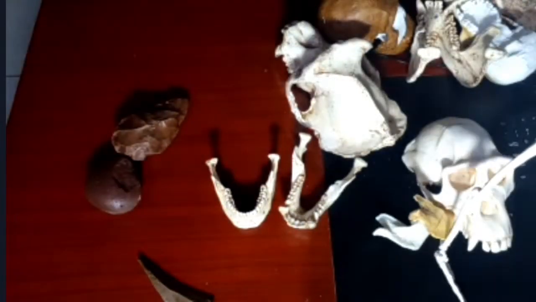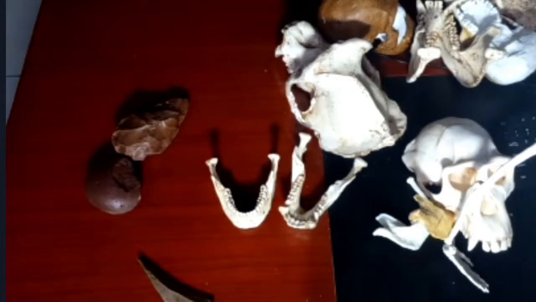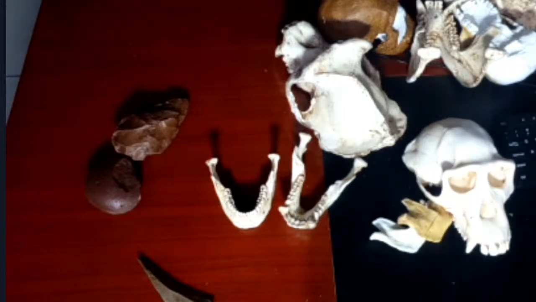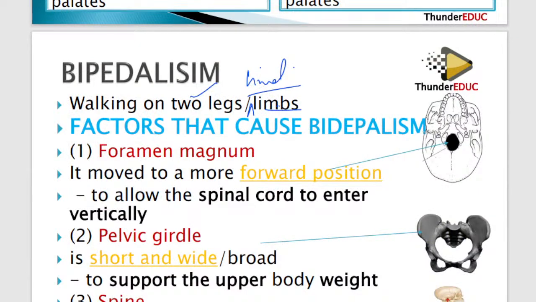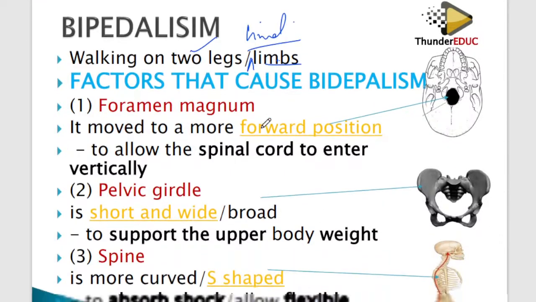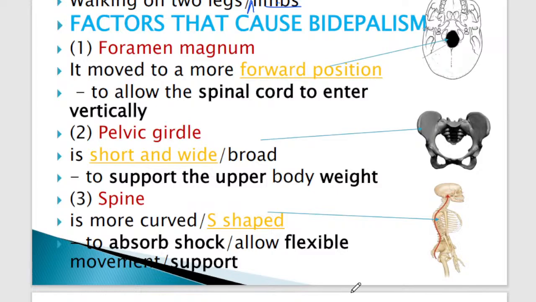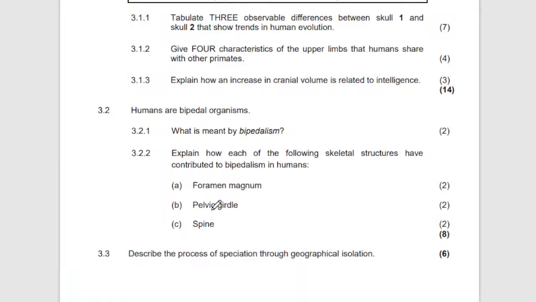If this foramen magnum is here, then you see now this spine is gonna be this side. Automatically it's gonna be walking on 2 limbs, or on 4 limbs. That's the meaning of foramen magnum. So the position of the foramen magnum, that's how you're supposed to look at it. And then now you go to number 2, the question is saying pelvic girdle.